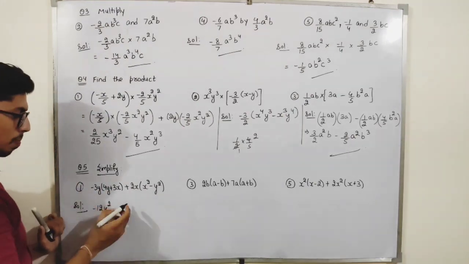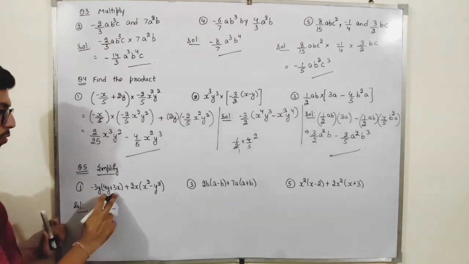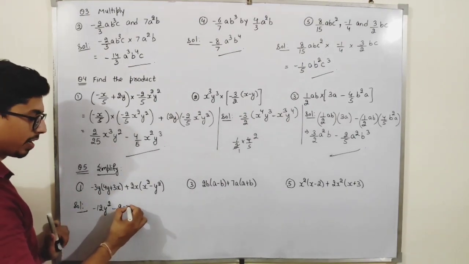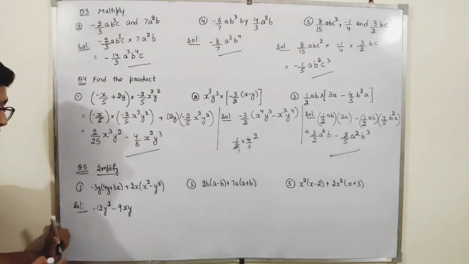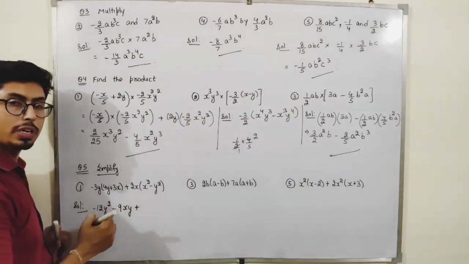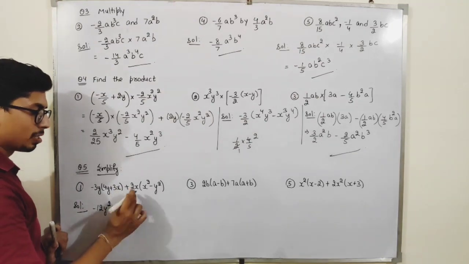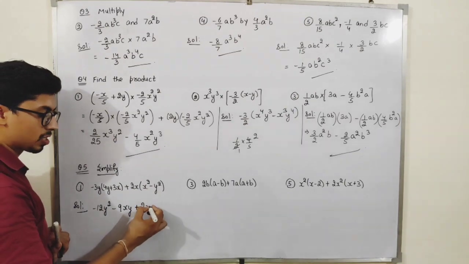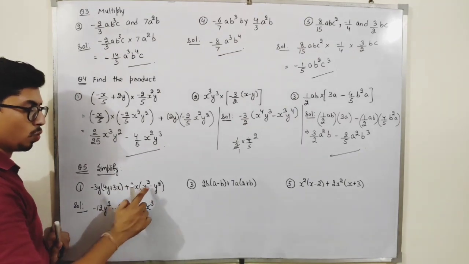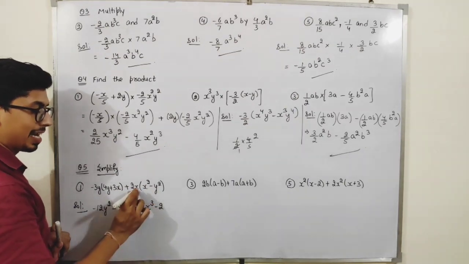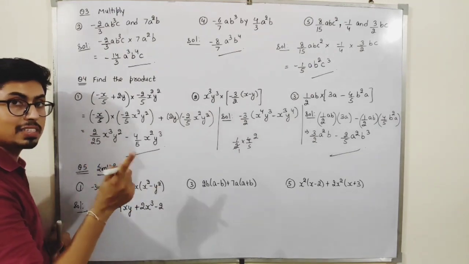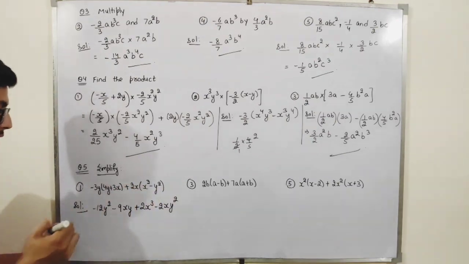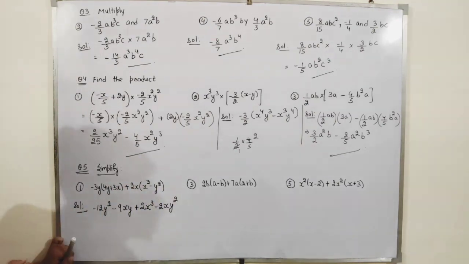Now minus into plus is minus, 3 into 3 is 9, and y into x is xy, or you can say yx. Okay. Now the plus sign is here, so just put a positive sign. 2 as it is, because 2 into 1 is 2. x into x square is x cube. 2x into y square. Both the bases are different, so just write it as it is. Okay. So this is our required answer.